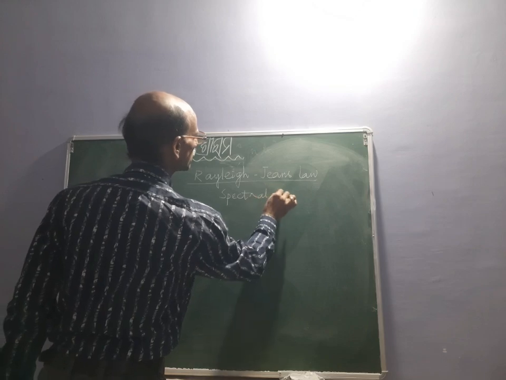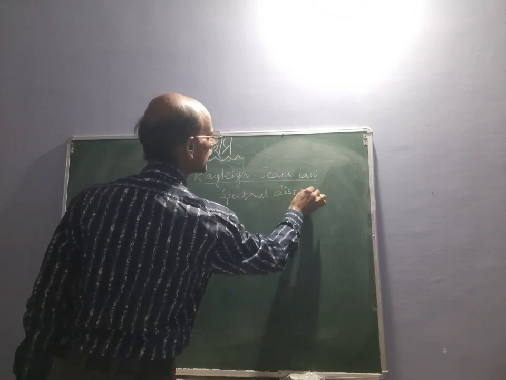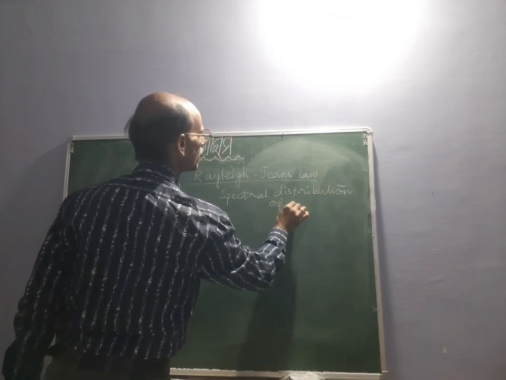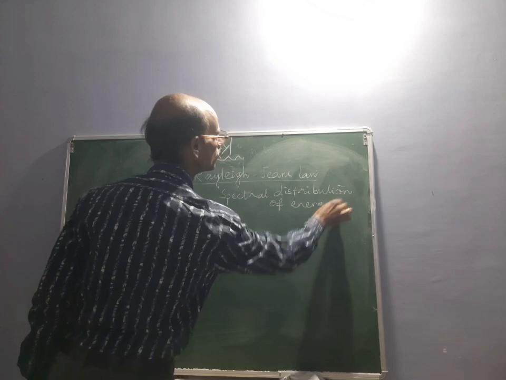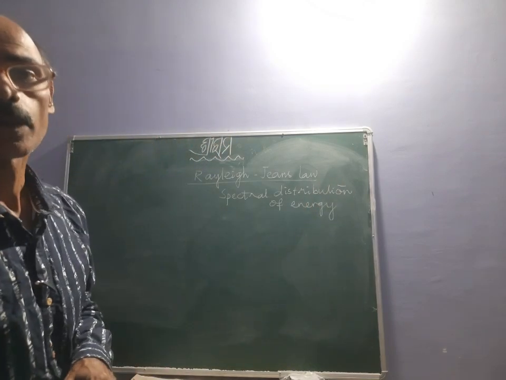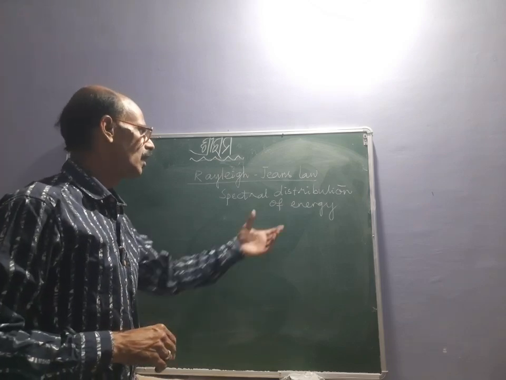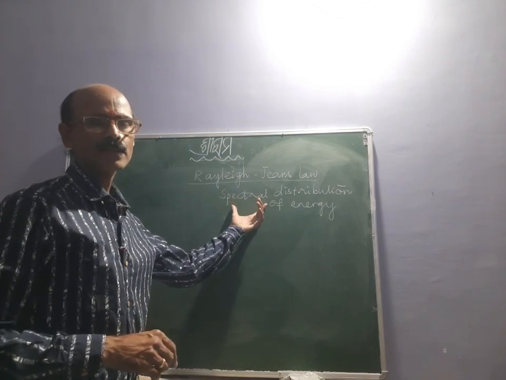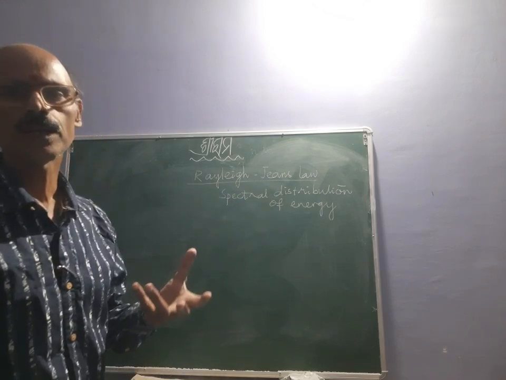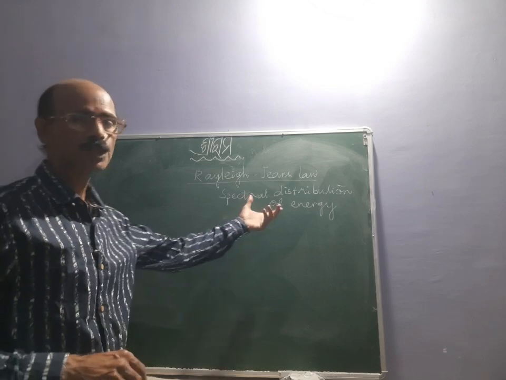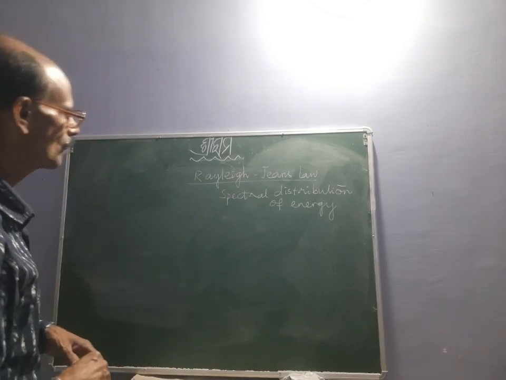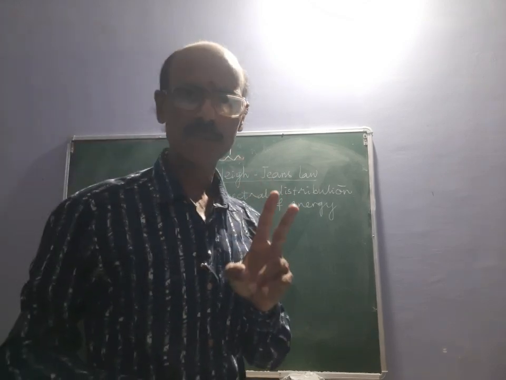A spectral distribution of energy radiated by a black body which is in thermal equilibrium. In the form of a spectrum, how the electromagnetic energy of radiation of a black body is distributed, that is given by Rayleigh's law, and it is based on two assumptions.